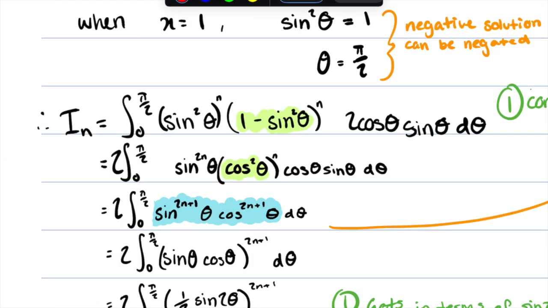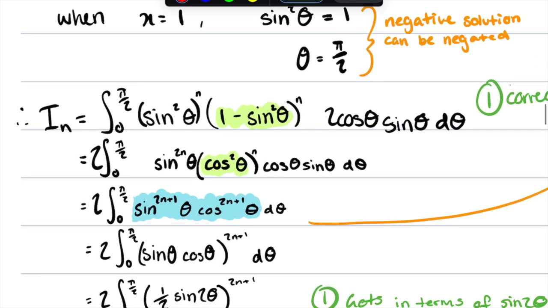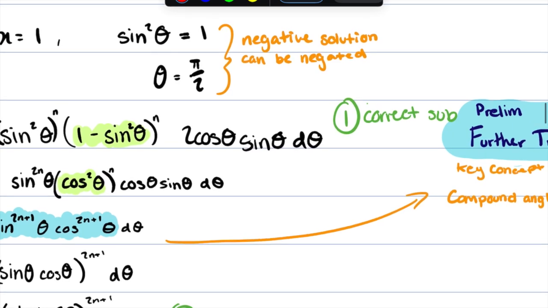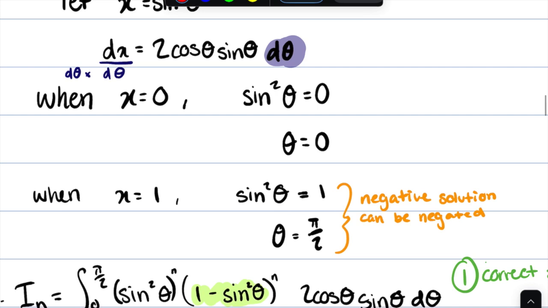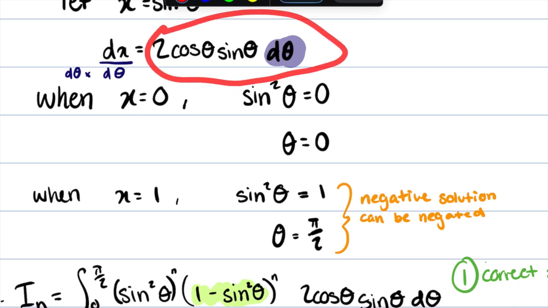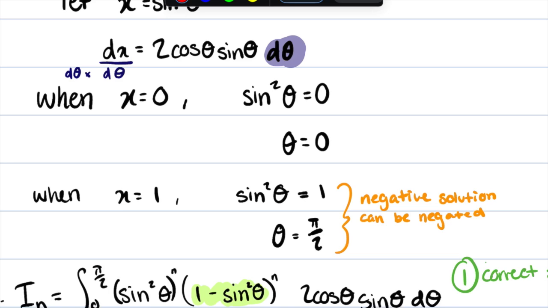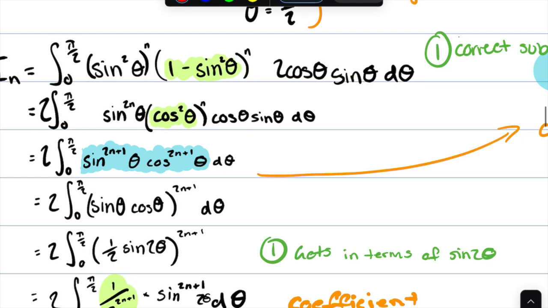We can rewrite I_n using our substitution of sine as the integral between 0 and pi on 2 of sine squared theta to the n times 1 minus sine squared theta to the n times 2 cos theta sine theta d theta. We get this as we know dx is equal to this expression here. So then when we need to change our terms of substitution, we have to bring it back into here.